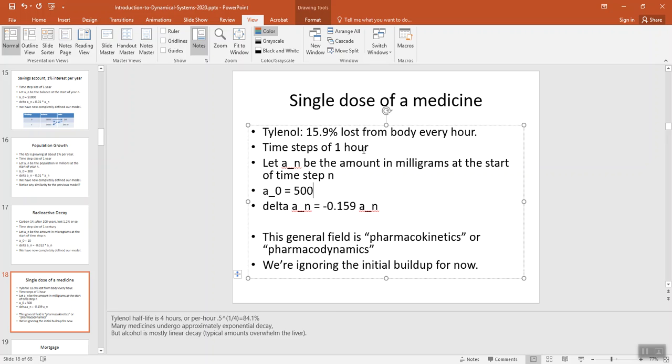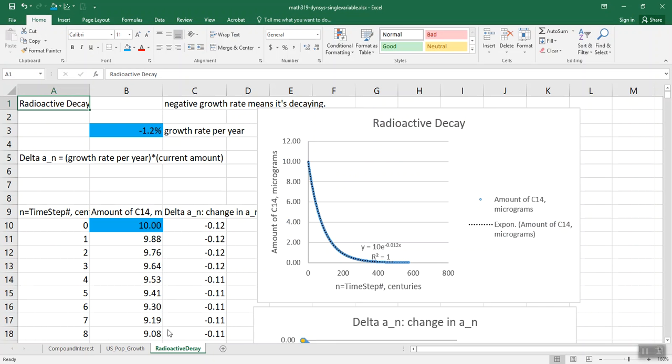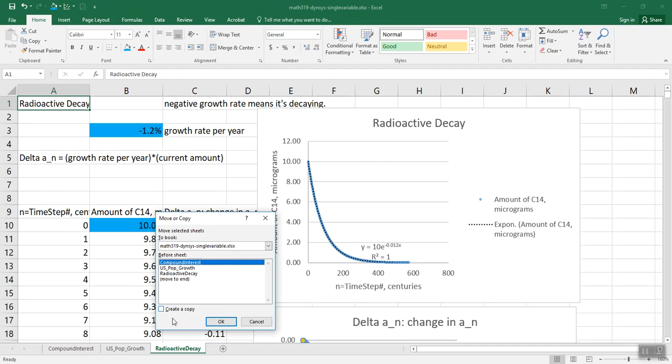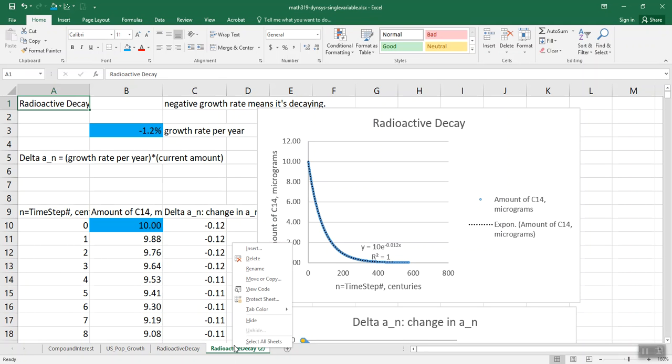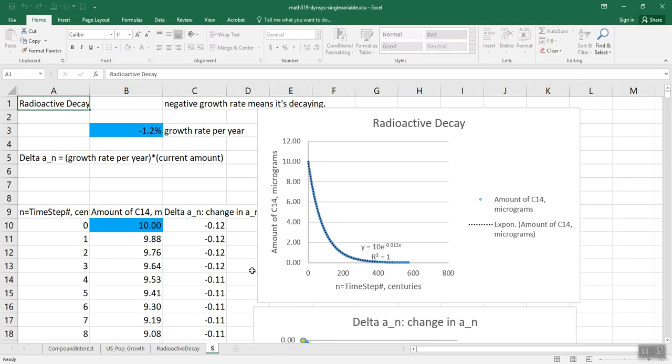Let's go program this in Excel. So we'll start with our same sheet as before. And here we're pretending we just have a single dose rather than taking multiple doses. So, decay of single dose of medicine.